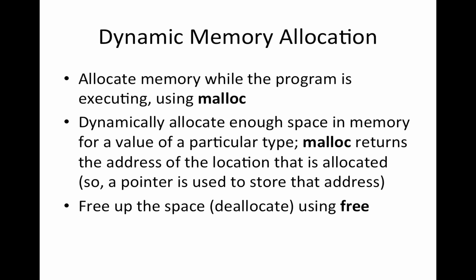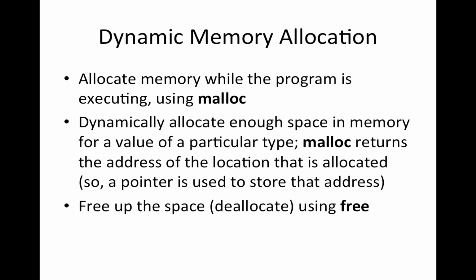Dynamic memory allocation means allocating memory while the program is executing. The function that we will use is called malloc, which is short for memory allocation. When we use this, we dynamically allocate enough space in memory for a value of a particular type. And what the malloc function does is it returns the address of the location that is allocated. So a pointer is used to store that address.